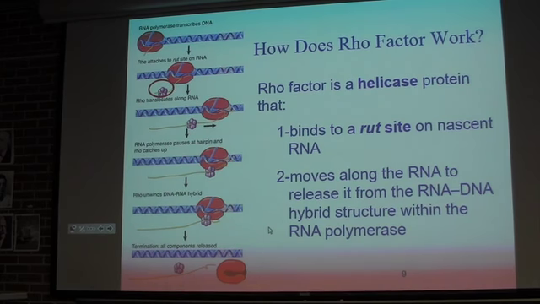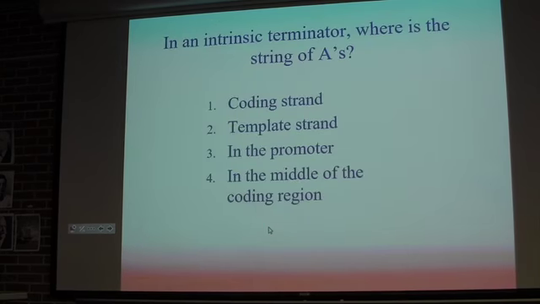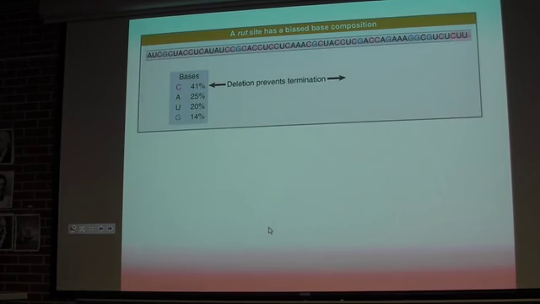It moves along, releases from the structure. This is all, okay. And in an intrinsic terminator, where are the string of A's? On the template strand. Okay, back to the subject at hand.